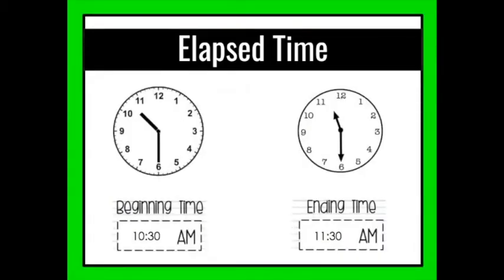The question is asking us to figure out how much time is between 10:30 a.m. and 11:30 a.m. Let's look at these two clocks. There's one thing I notice, and it's the long hand. It does not change. It stays the same. The only thing that's changing is the short hand. On the first one, the short hand is on the 10, which means it's 10:30. And on the second clock, the short hand is on the 11, which means it's 11:30. So between 10:30 and 11:30, there's only 1 hour difference.